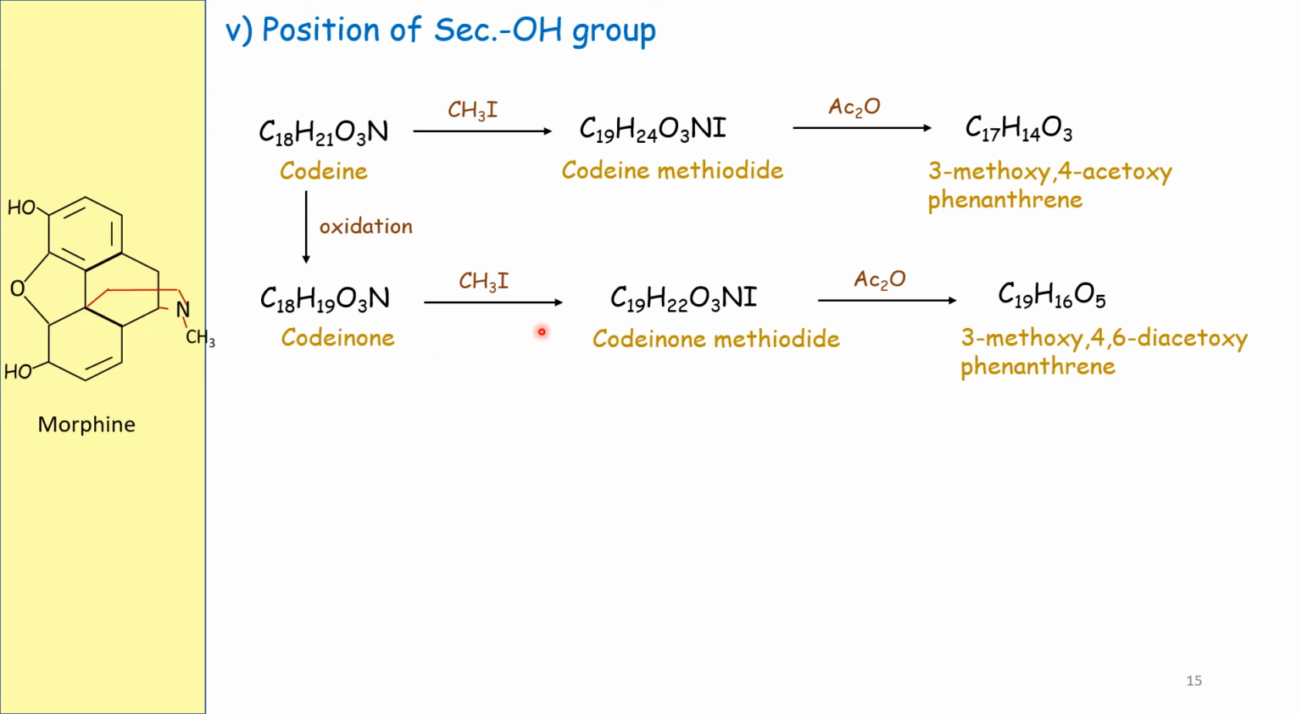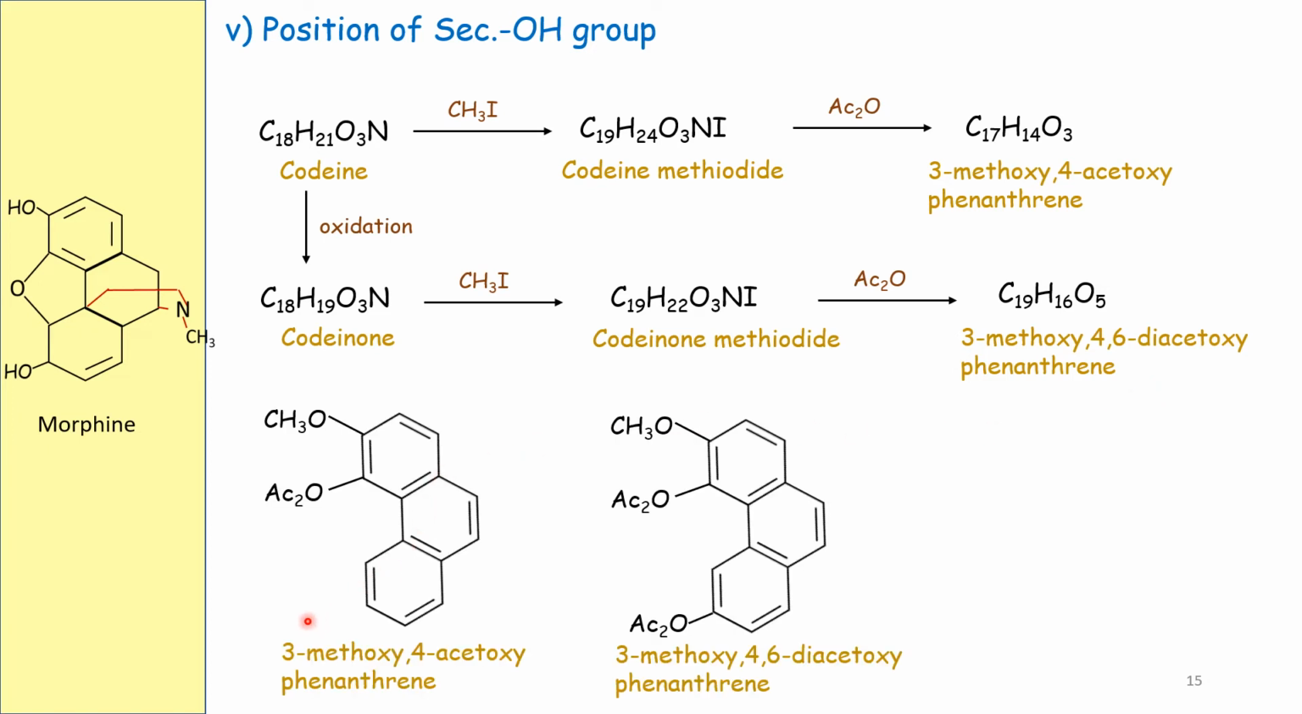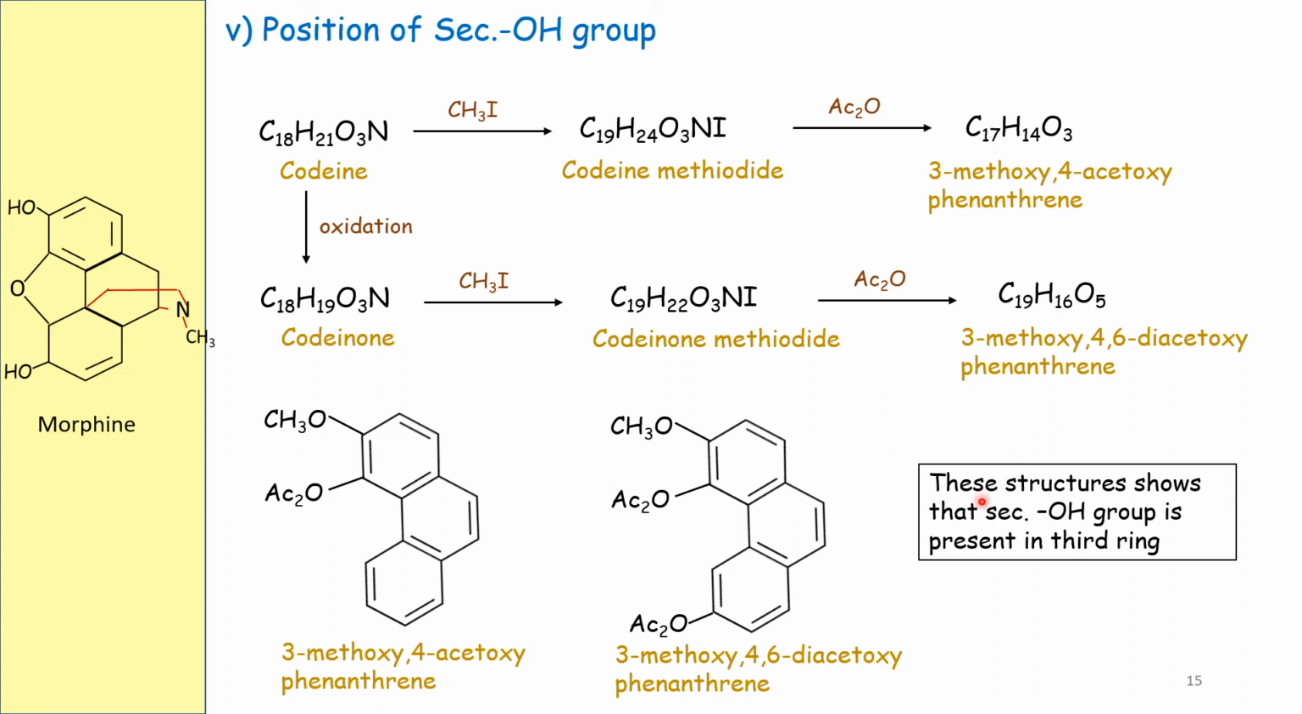When it is treated with methyl iodide, we get codeinone methiodide, which upon acetylation gives 3-methoxy-4,6-diacetoxyphenanthrene. This is 3-methoxy-4-acetoxyphenanthrene, and this is 3-methoxy-4,6-diacetoxyphenanthrene, which are the products obtained by these reactions, and these products indicate that the secondary OH group is present in the third ring and probably at position number 6.